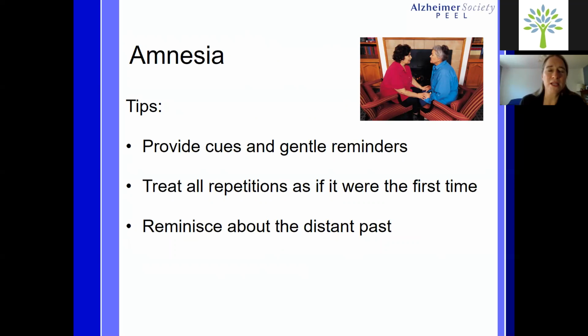And a great thing to do is to reminisce about the distant past, because as I said with the filing cabinet, those first memories, those memories up to the age that the client thinks they are, are intact. So we're going to talk about those things that the person holds close, those very strong memories, because often those memories that are held on to are the memories of those most significant events in a person's life. So go to the person's strength.